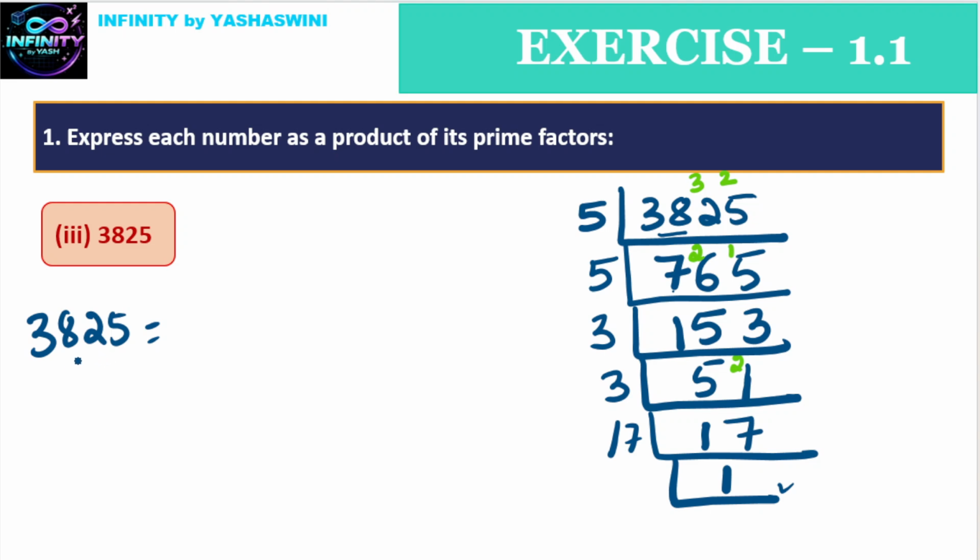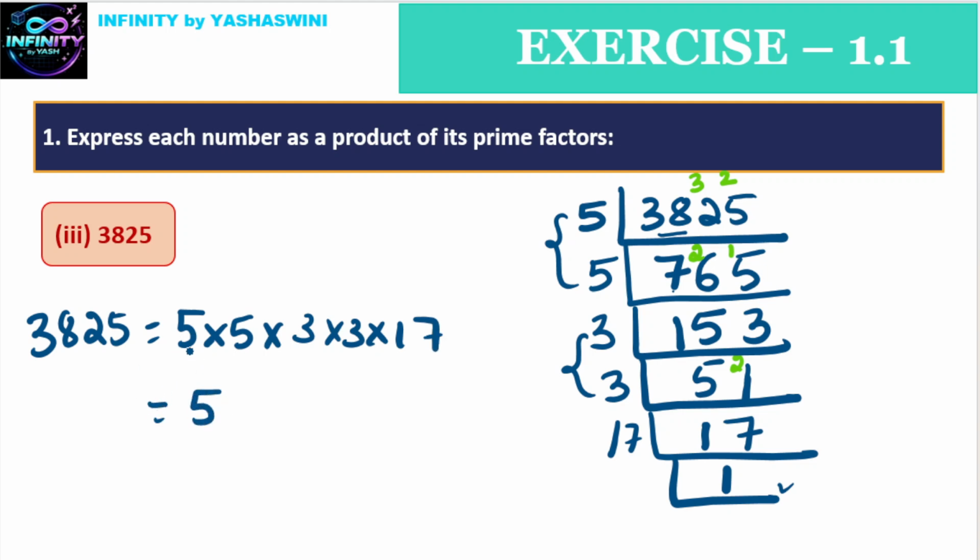Now we can express 3825 as, here 5 comes 2 times, so 5 into 5, and 3 comes 2 times, so 3 into 3, then 17. Let us express in their powers. That is 5 comes 2 times, so 5 power 2, into 3 comes 2 times, 3 power 2, into 17.